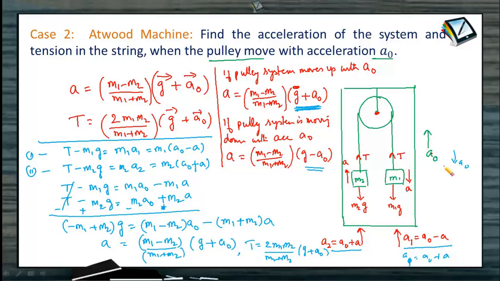Similarly, what will be a2 acceleration here? a2 can be written as a naught minus a. Followed? Now we are taking these two, a1 and a2, as the reference. Let us make the free body diagram and write the equations again. This direction taken positive, we can write m1g minus T is equal to m1 into a naught plus a, and m2g minus T is equal to m2 into a naught minus a. Solving again, we will get these equations.